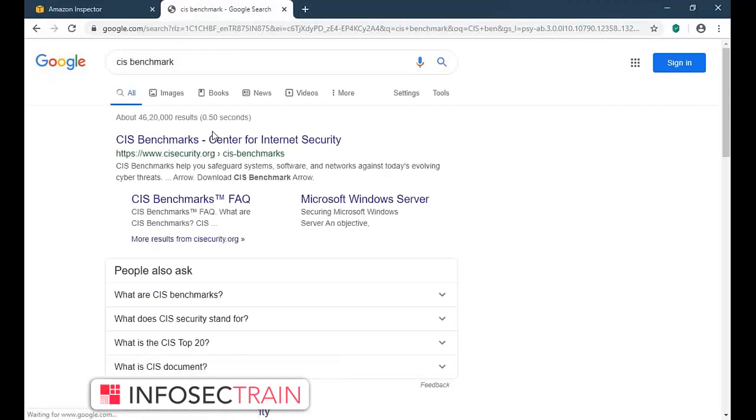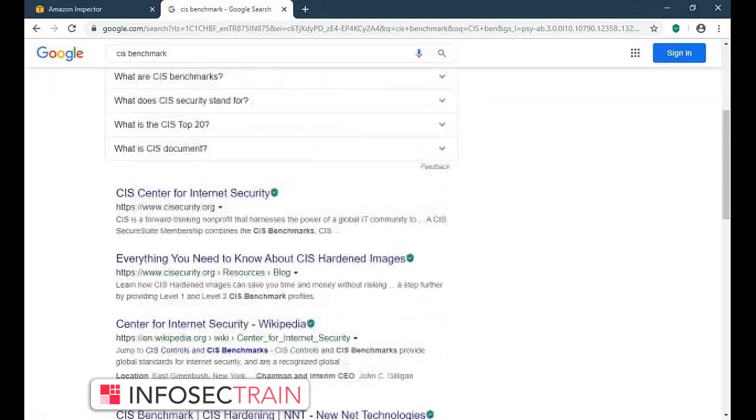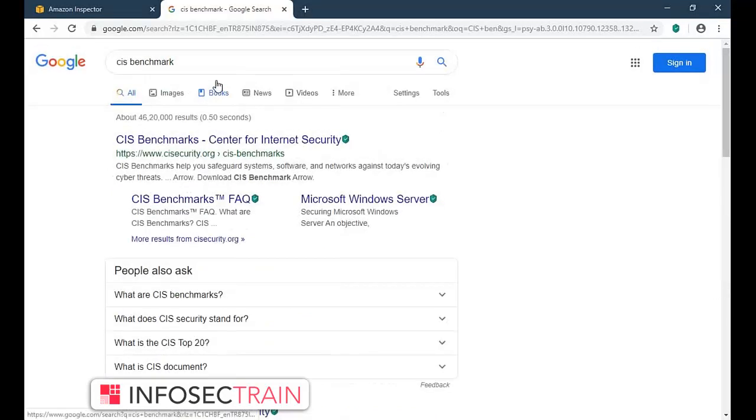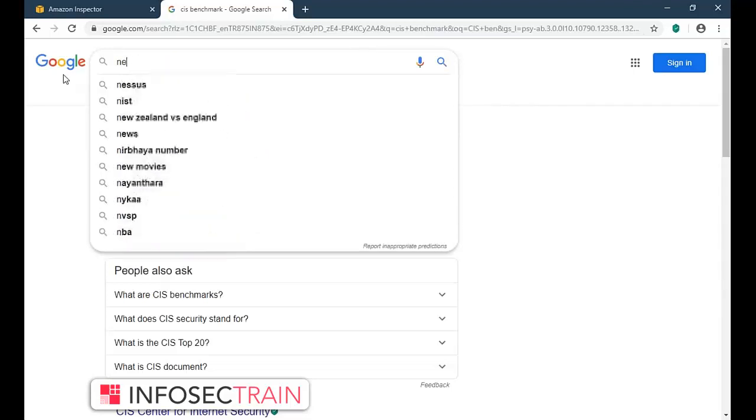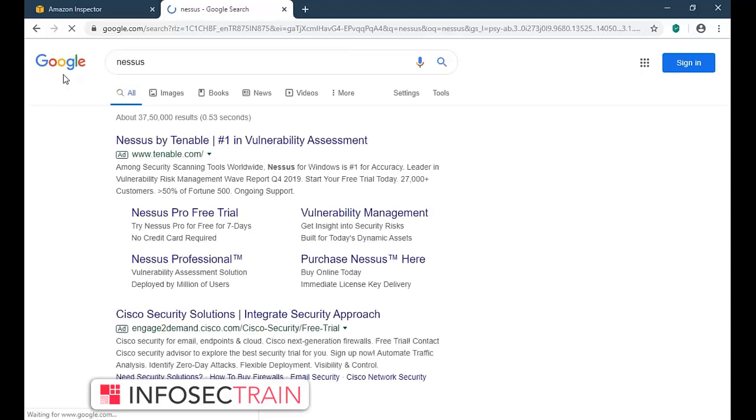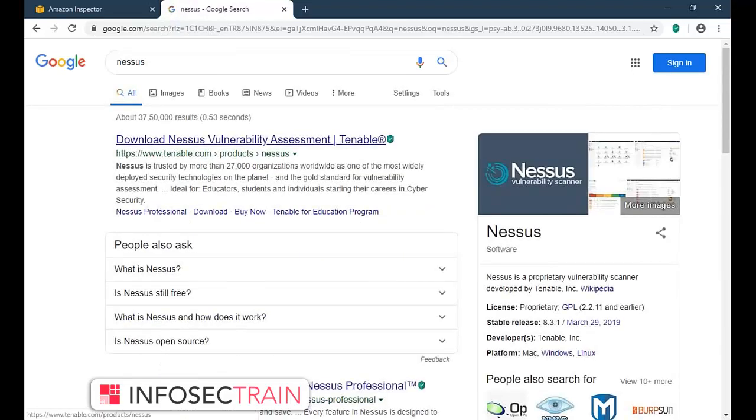I'll just give you an example of a similar service. Have you heard of Nessus? There's a tool called Nessus for vulnerability assessment, right? Yeah, exactly. It's like a Nessus version.